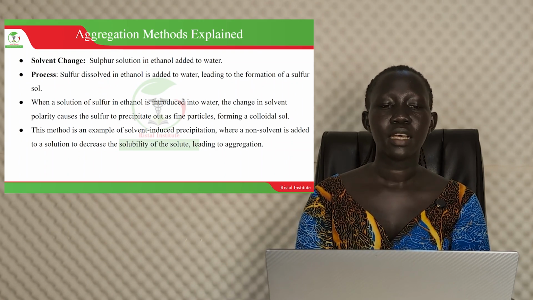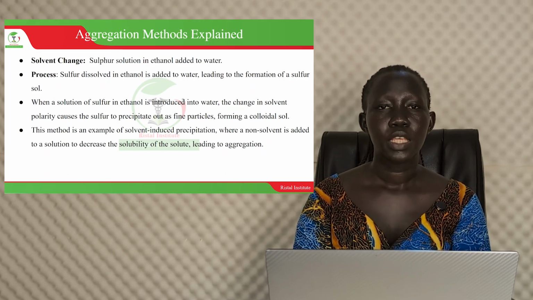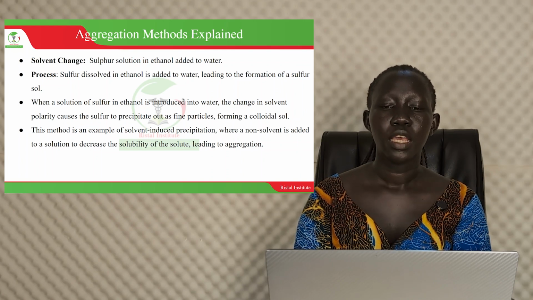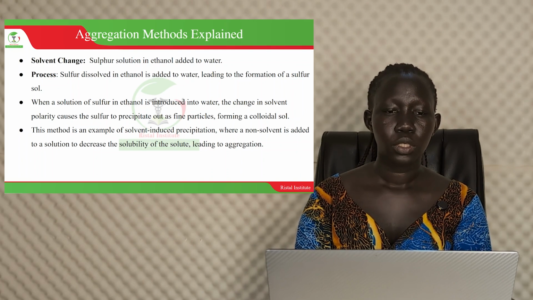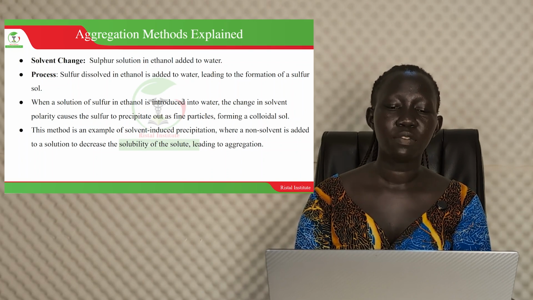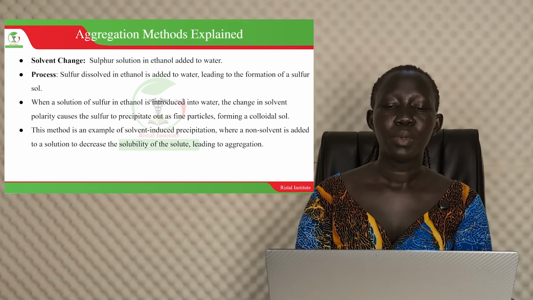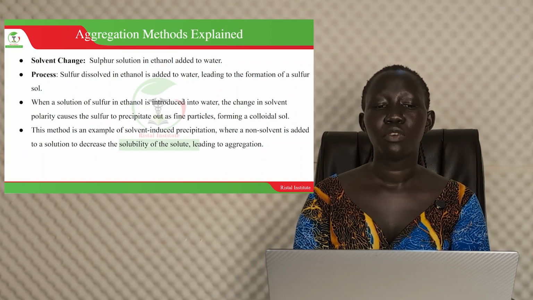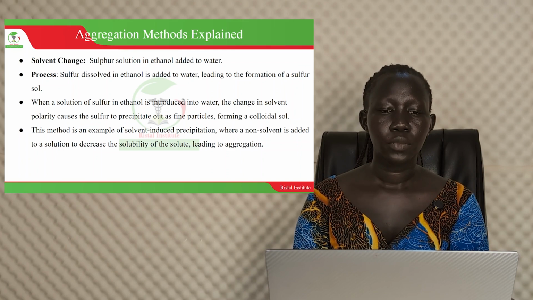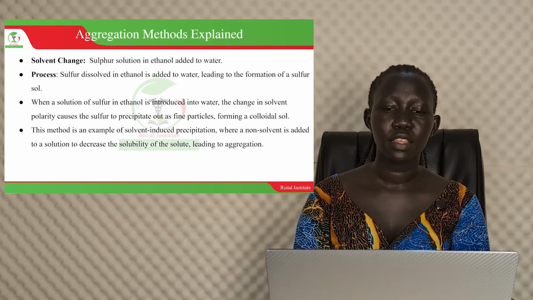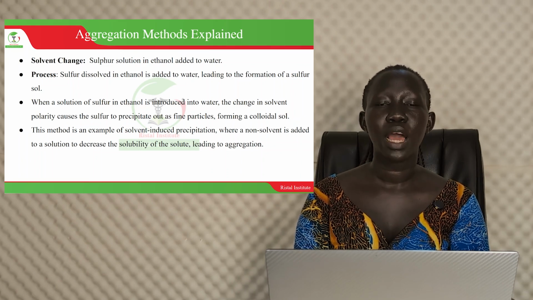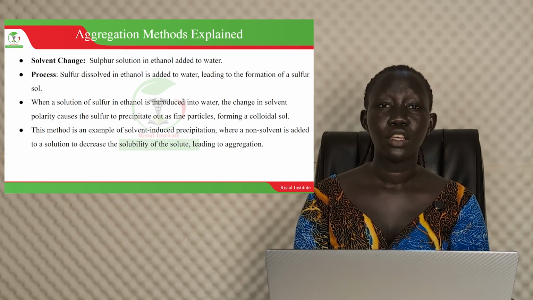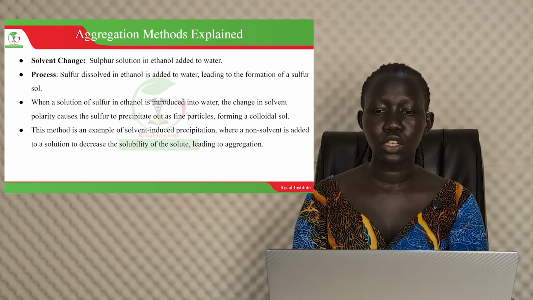And finally, the other method is the solvent change. Here, sulfur solution in ethanol is added to water. This process involves sulfur dissolved in ethanol being added to water, which leads to the formation of a sulfur sol. When a solution of sulfur in ethanol is introduced into the water, the change in the solvent's polarity causes the sulfur to precipitate out as fine particles that form a colloidal sol.